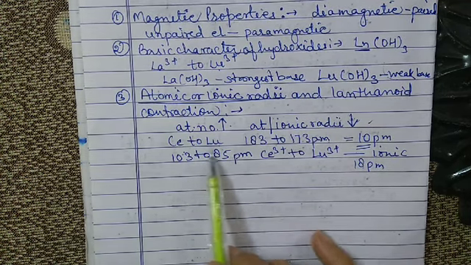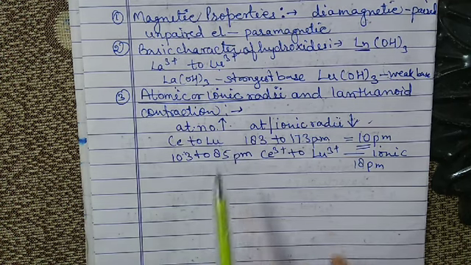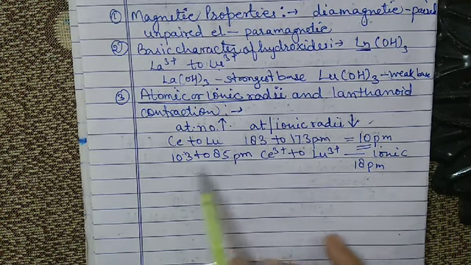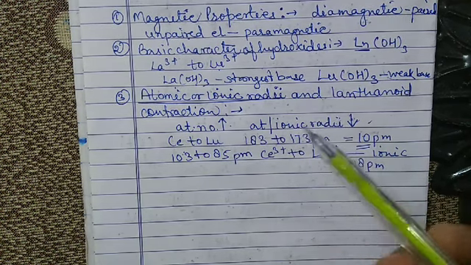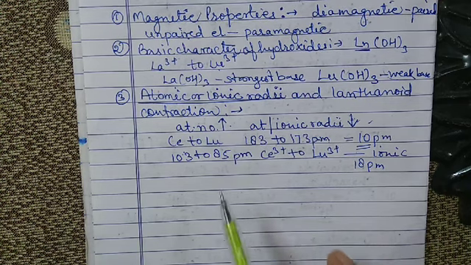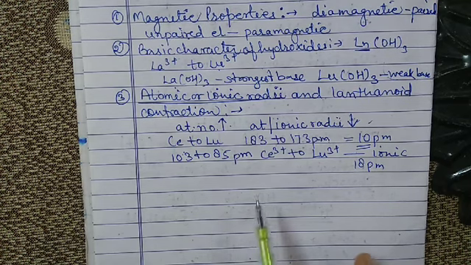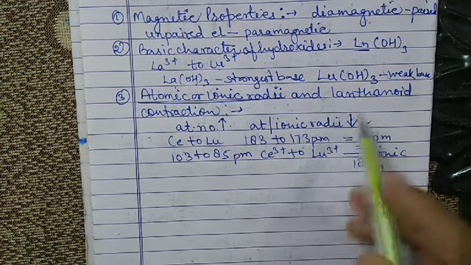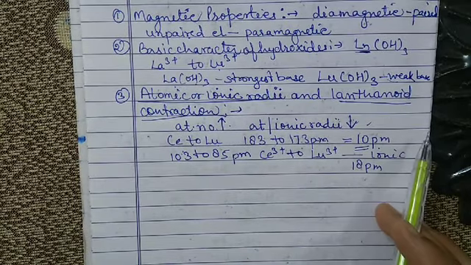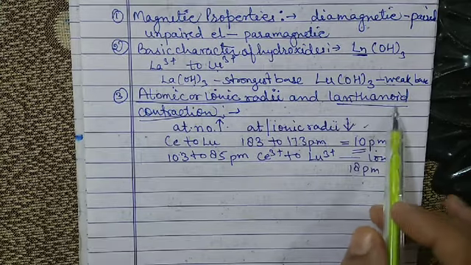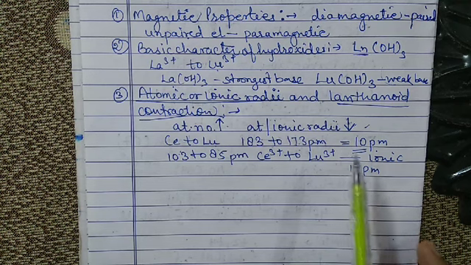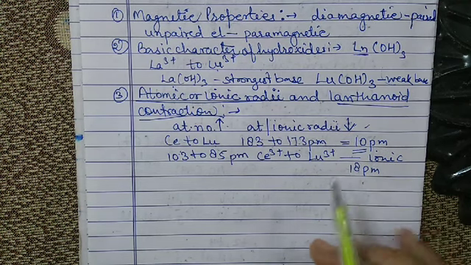I have already told you that the atomic number increases, but the ionic or atomic radii decrease. In the case of the lanthanoid elements, this behavior is known as the lanthanoid contraction. So what is the cause of the lanthanoid contraction?